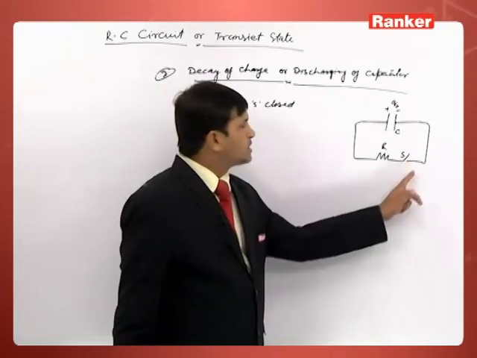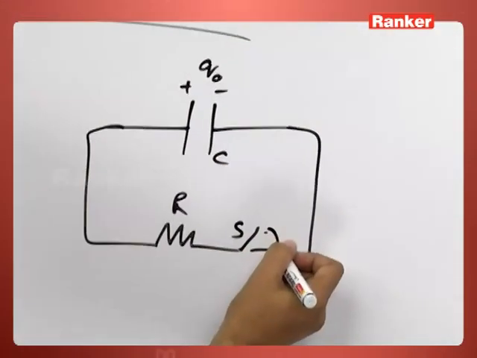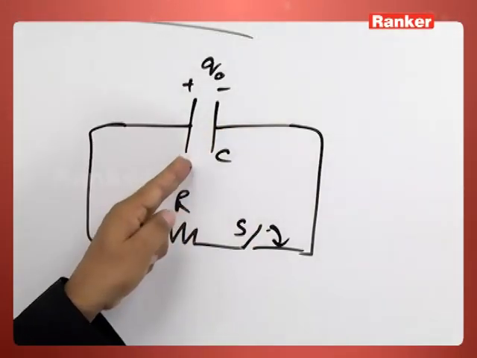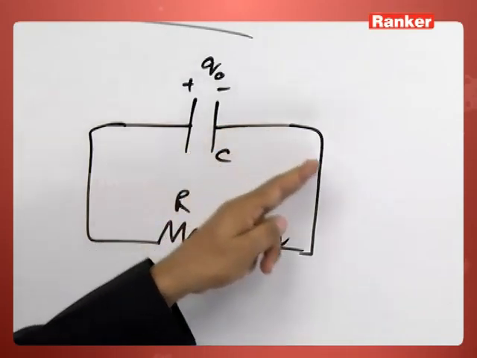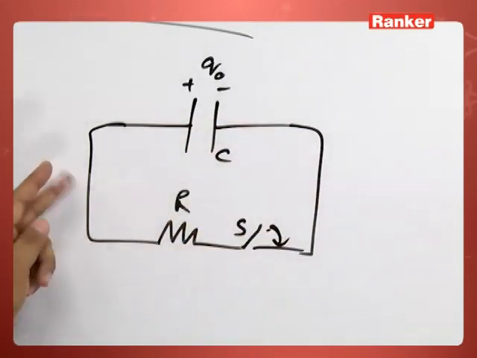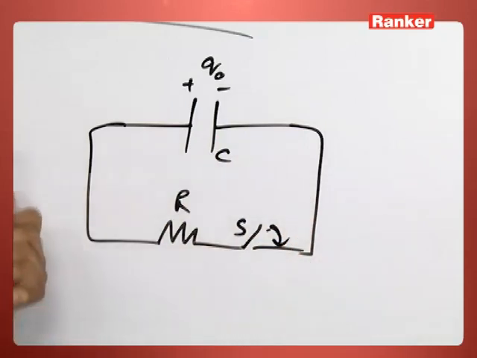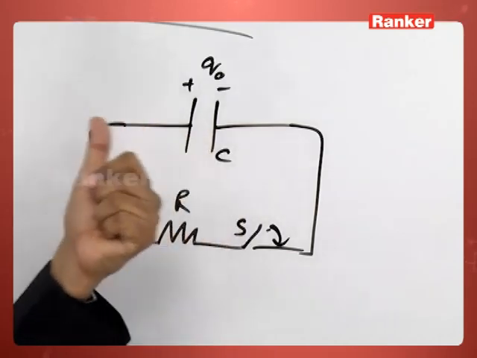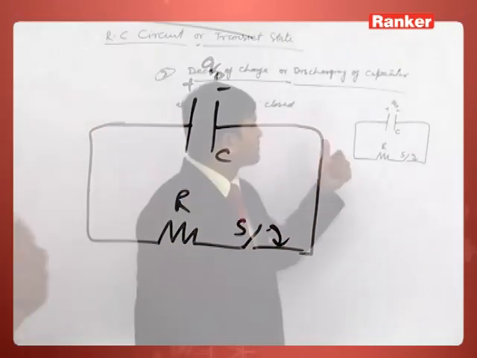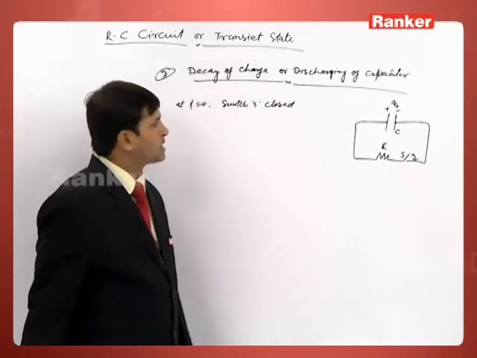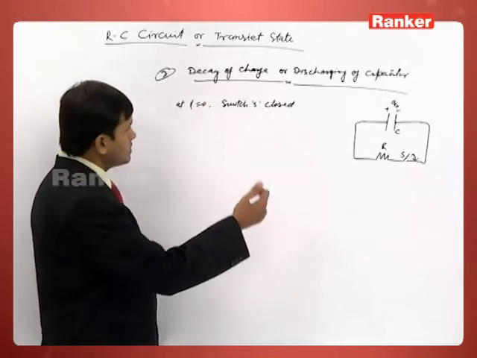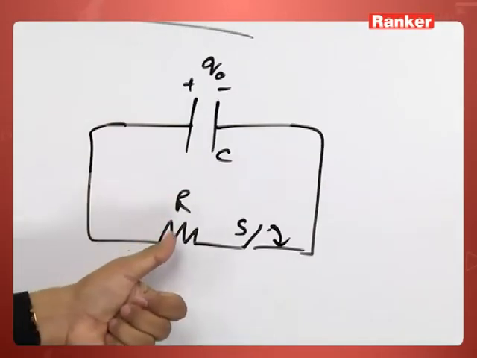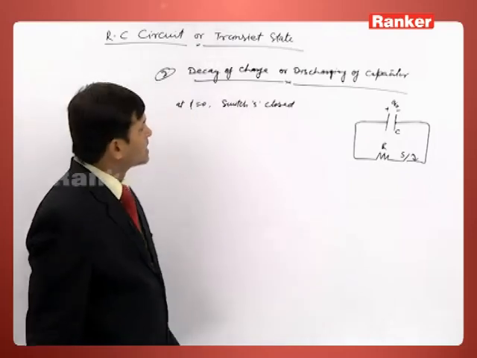As soon as switch S is closed, what I did here is connect these two plates of the capacitor, which were at different potential, through a resistance R. Because of the difference in potential between these two plates, charge starts flowing from one plate to the other. So due to the flow of charge, current develops and the charge on the capacitor decreases.